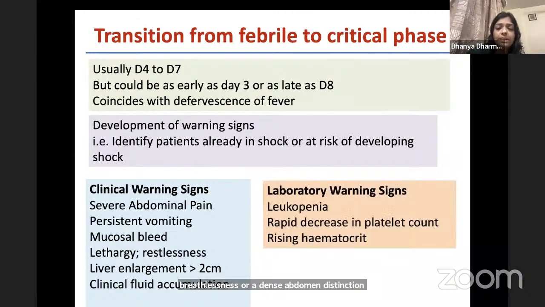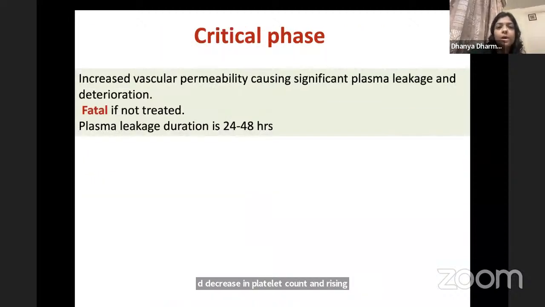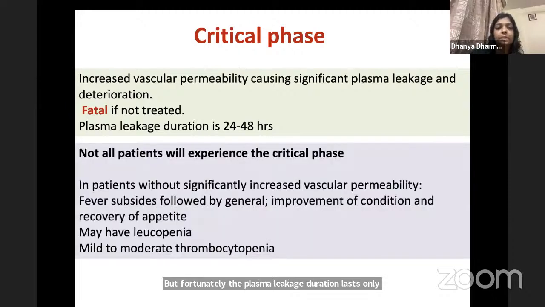Now, the laboratory warning signs are leukopenia, a rapid decrease in platelet count, and rising hematocrit. So what happens in the critical phase is that there is increased vascular permeability, which causes significant plasma leakage, and this leads to deterioration. And please remember, if the child is in the leaky phase, it could be fatal if not treated. But fortunately, the plasma leakage duration lasts only for about 24 to 48 hours.